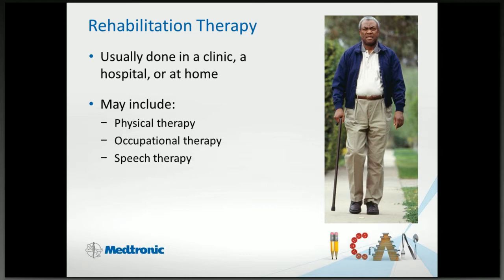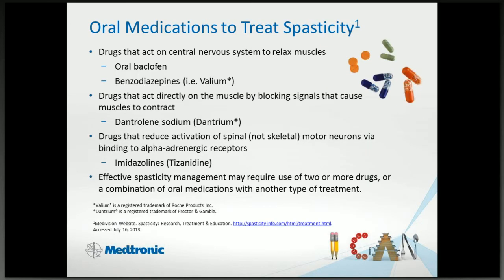For many patients, oral medications may be utilized. There are different classes of medications to treat spasticity, and each works very differently to reduce spasticity's effect on the muscles and the nervous system.